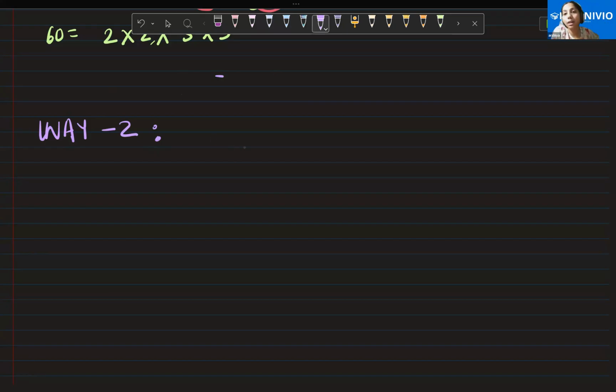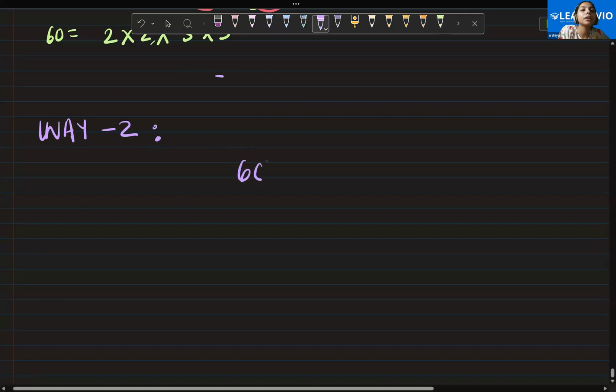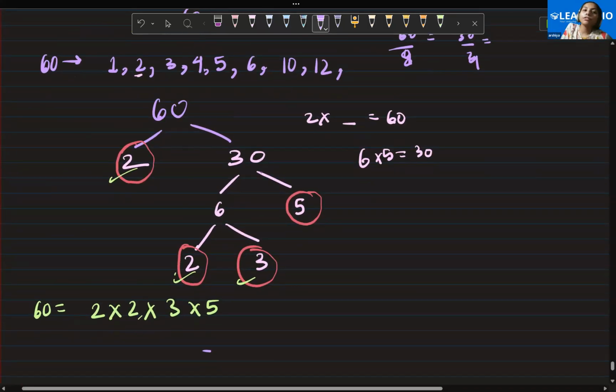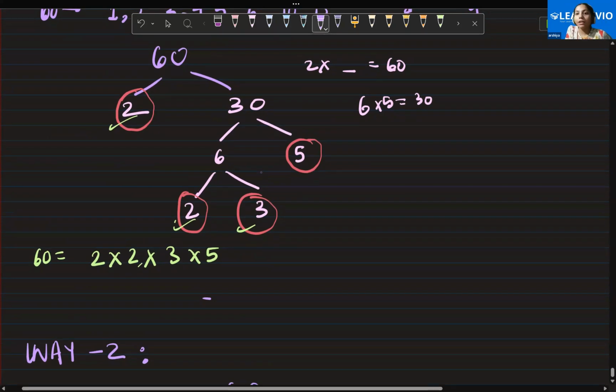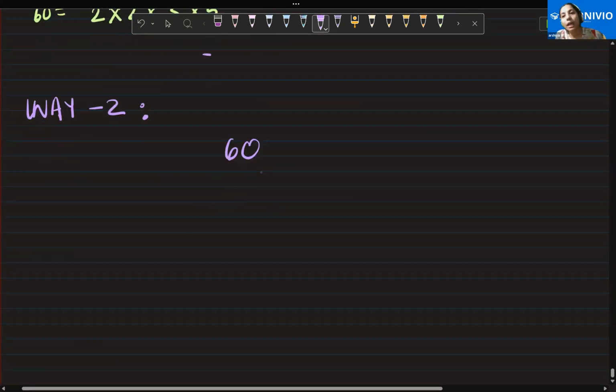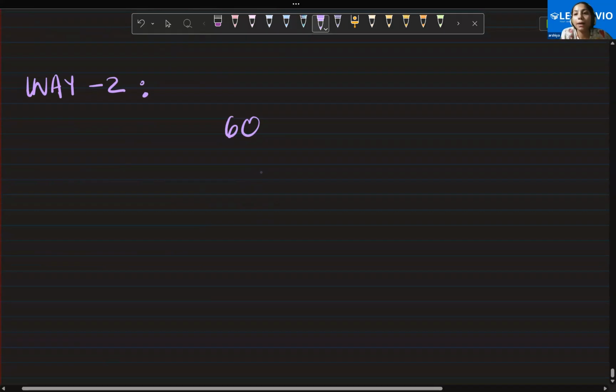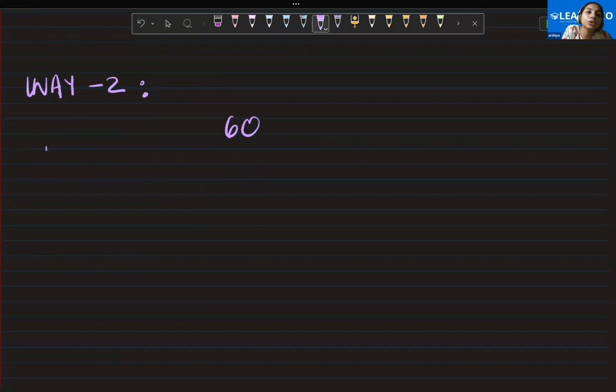Now let's do the second method, the factor tree method. In the first method, we were finding factor pairs. In this one, I'll just straight up divide by 2. When I divide 60 by 2, I will get 30. Two threes are 6, and the remainder is 0. So I will get 30 as the quotient.